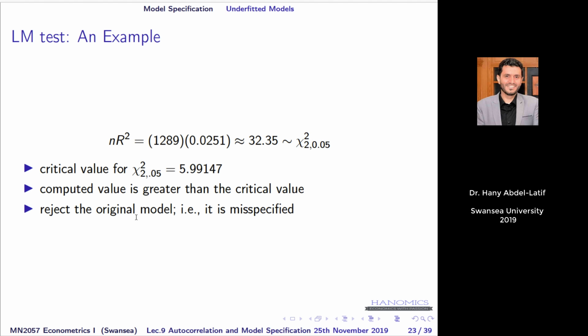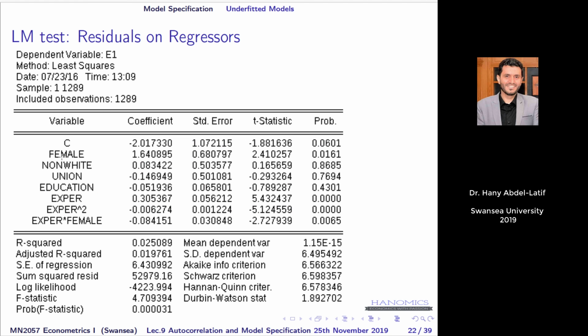So that's what we have here. We have n times R squared. n is the number of observations, this is R squared, and this is the test statistic. As we said, this follows a chi-square distribution with 2 degrees of freedom, because we have added 2 terms here, or 2 variables: experience squared and experience times female. So these are our degrees of freedom.